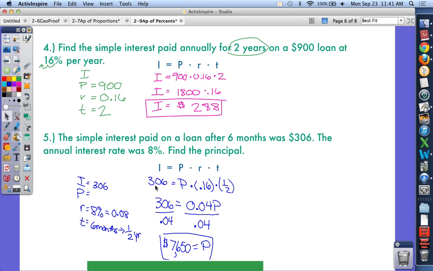Also, it was a little tricky because I was only doing this loan for 6 months. 6 months isn't a whole year. Time must be in years. So you have to think about, well, 6 months is what part of a year? Or it's 6 out of 12 months. So you could do 6 out of 12, which reduces down to 1/2. And you multiply and you found that the principal was $7,650. So pause if you need to correct that. If you don't need to correct it, way to go.